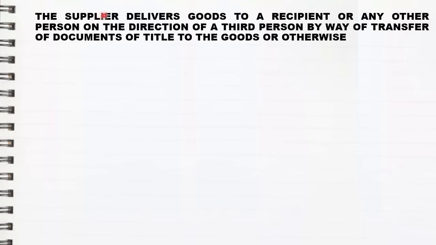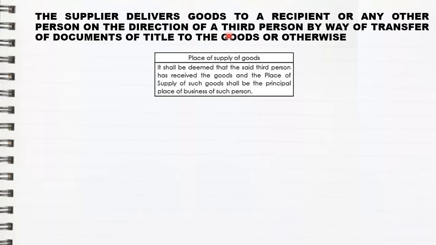The next rule states that the supplier delivers goods to a recipient or any other person on the direction of a third person, by way of transfer of documents of title to the goods or otherwise. So here in the second rule, the supplier will deliver goods to a recipient on behalf of the third person. So here three parties are available: the supplier, the recipient and the third person. On the direction of the third person, the supplier will give goods to the recipient.